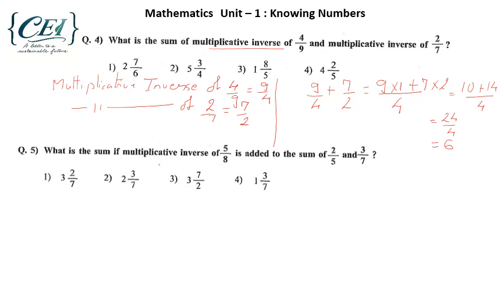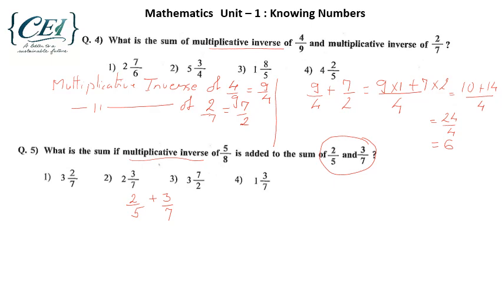What is the sum if the multiplicative inverse of 5 upon 8 is added to the sum of 2 upon 5 and 3 upon 7? So what they have told is, you have to add the multiplicative inverse of 5 upon 8 to the sum of these two numbers. So let us add these two numbers first: 2 upon 5 plus 3 upon 7.